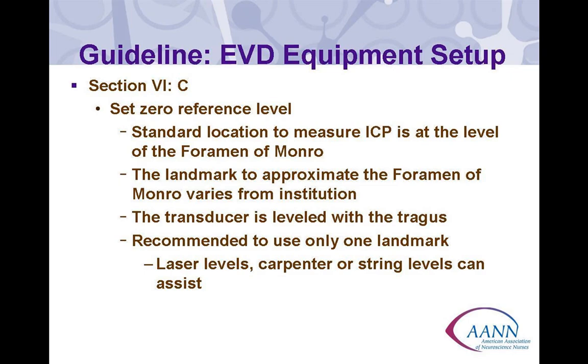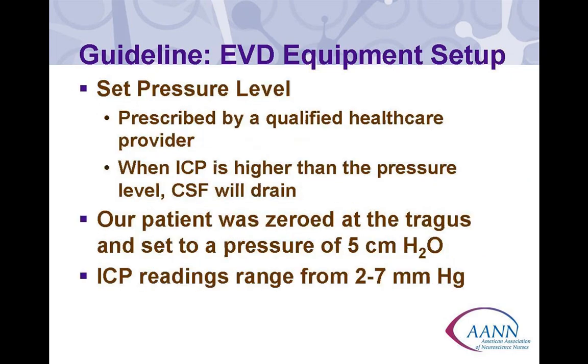So the set pressure level is prescribed by a physician or an advanced practice nurse. And for our particular patient, the EVD was zeroed at the tragus and set to a pressure height of 5 centimeters of water. Remembering that when a patient's ICP is higher than the set pressure level, CSF will drain into the burette. This patient had an ICP range from 2 to 7. Next slide, please.